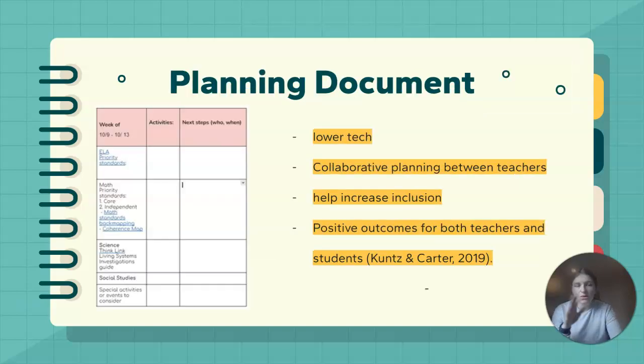My second one was a lower tech option. I actually use this in my practice already. Collaborative planning between teachers to help increase that inclusion. Again, it has positive outcomes for both teachers and students. So it breaks it down: math, reading, science, social studies, and then special events. Then, what are you doing this week? How can we support each other? What accommodations do you need me to make? What do I need from you? Who's doing what, to divvy up all of those tasks.